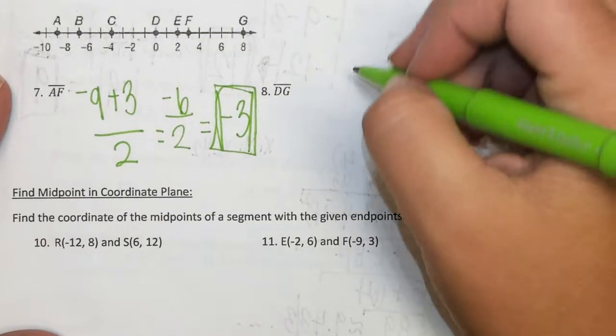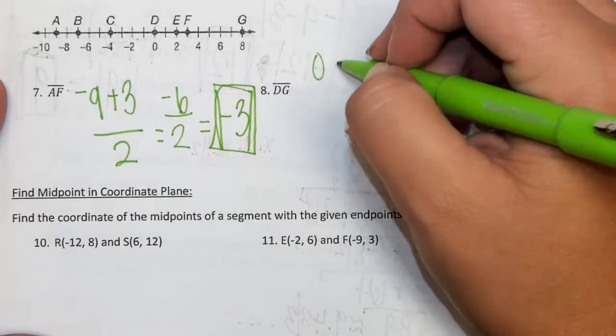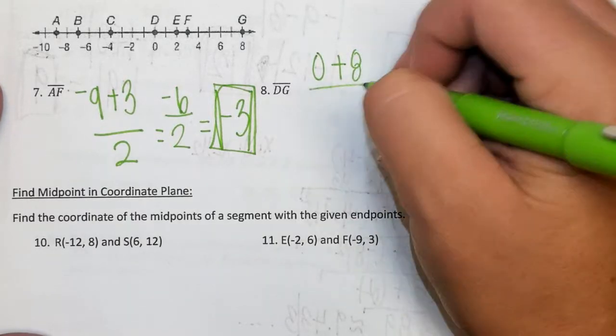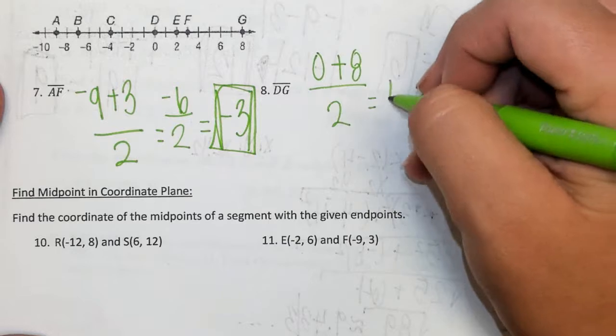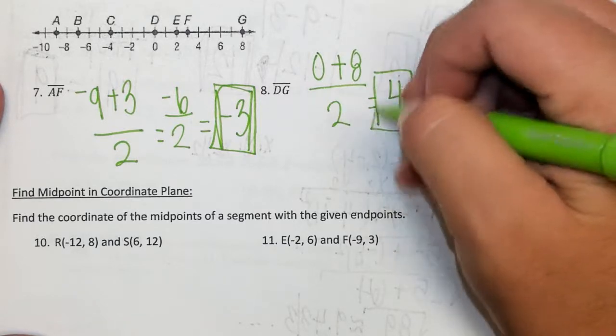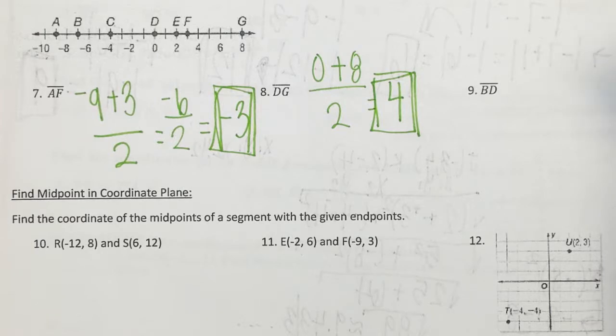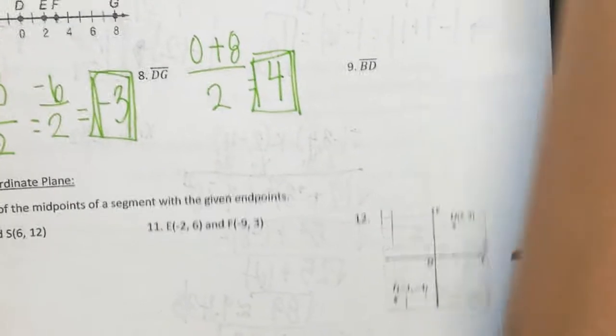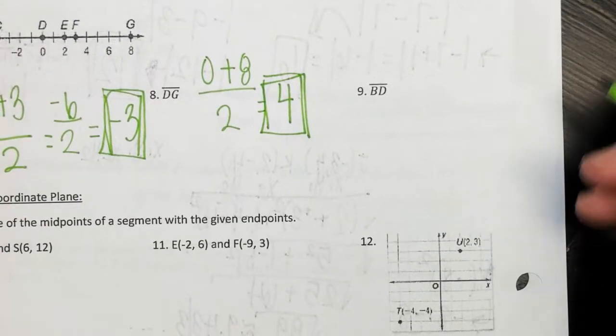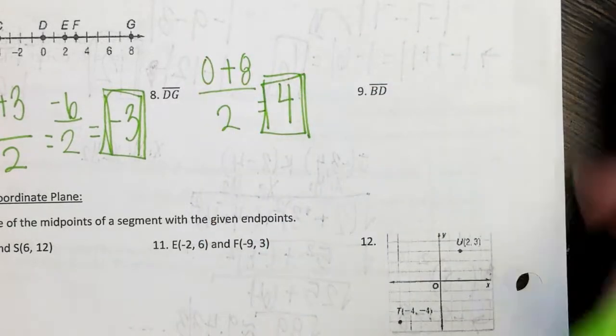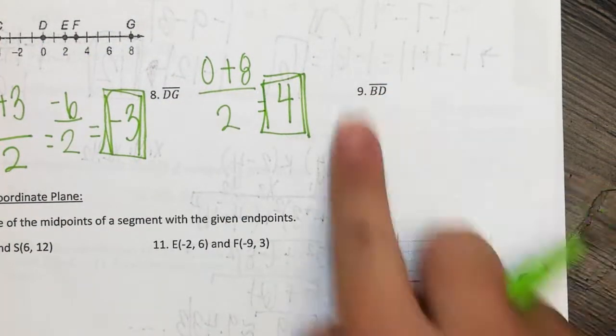Trace, what'd you get? 4. Good. B was at 0. G was at 8. Divided by 2. 4. Do y'all agree? Good. Head up, please. All right, BD. BD, Parker, what'd you get?